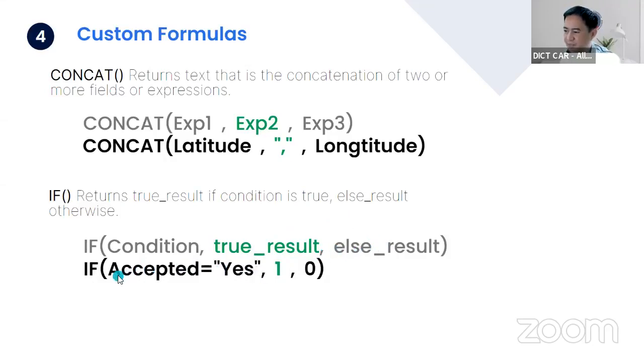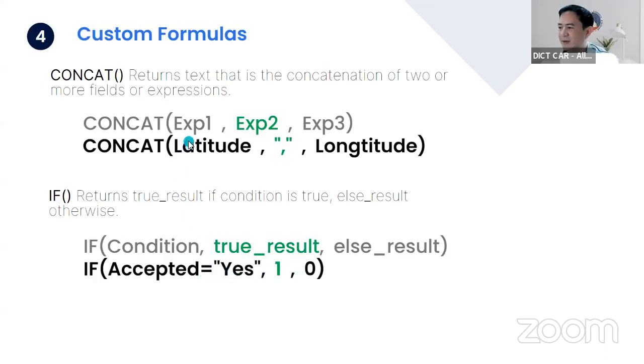Okay? So ang first parameter natin, ito yung condition mismo. It's a comparison between two values. Is the accepted equal to the value of yes? If it's yes, ang value niya ay 1, otherwise 0. Bakit ginawa natin ng 1? Kasi gusto nating isum later. Yung column na yun, we would like to sum all the values of 1 that will represent how many sides are accepted.